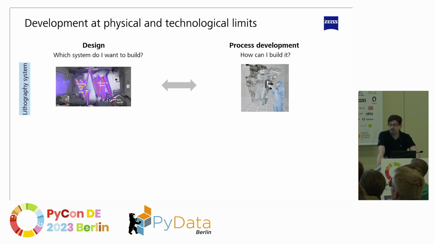When we go into developing such a machine, we have to find out what system I want to build. How can I achieve the precision? And that really is strongly interdependent with my manufacturing process for that machine. Because I can have some theoretical idea how I want to build something, but I have to be able to build that in production as well.